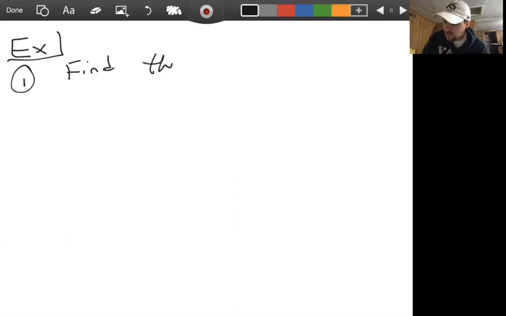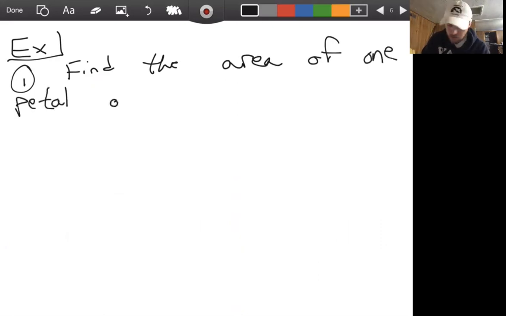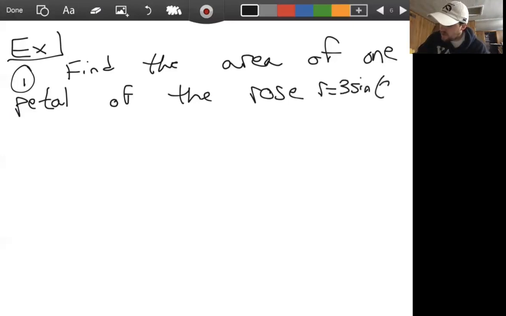All right, so let's do some examples. Here's the first example. Let's find the area of one petal of the rose r equals 3 sine 2 theta. Okay, so we need the area of one petal of this rose.